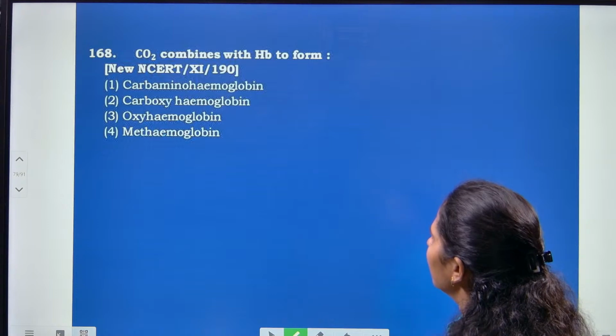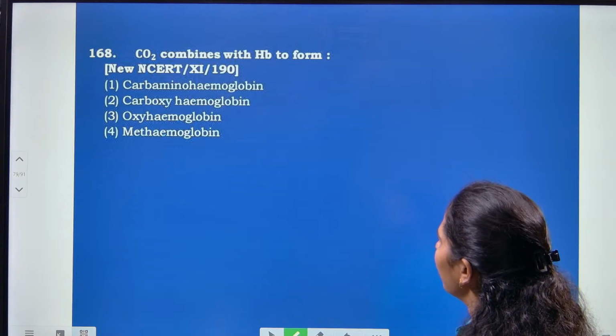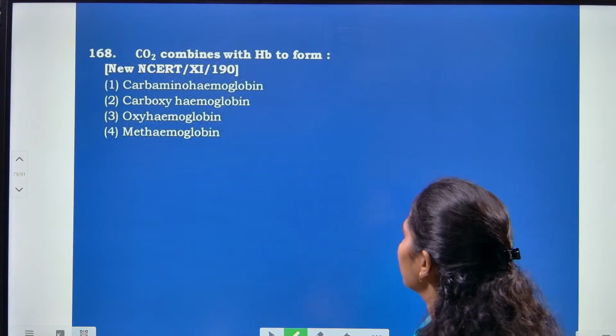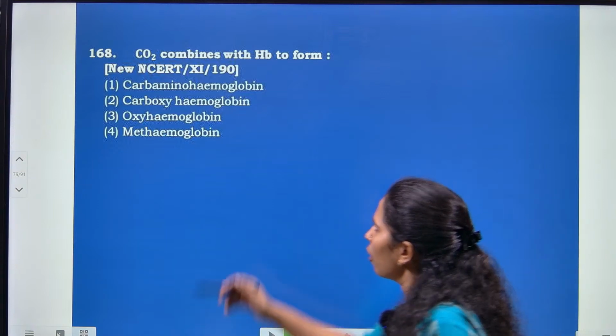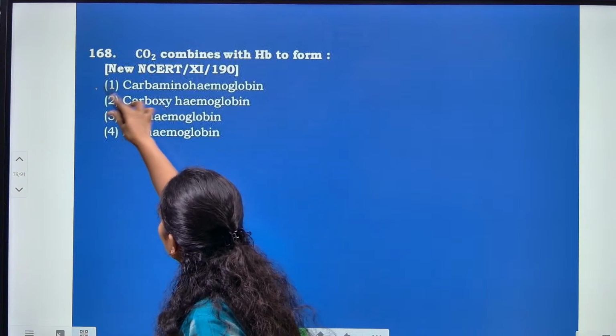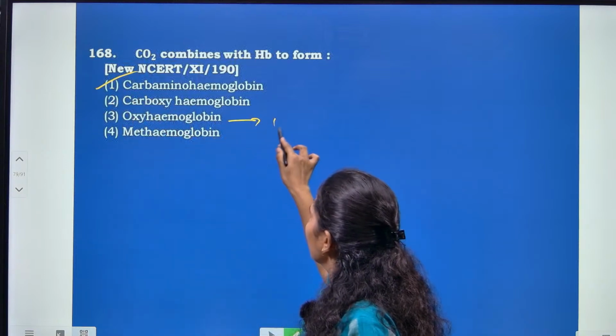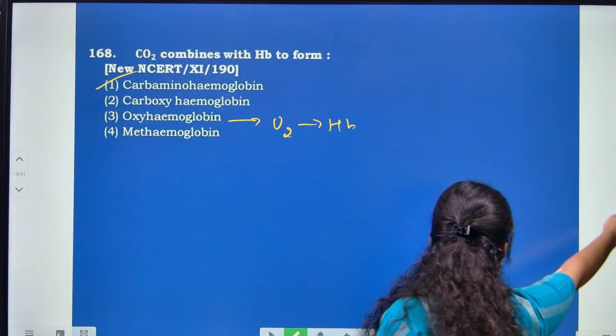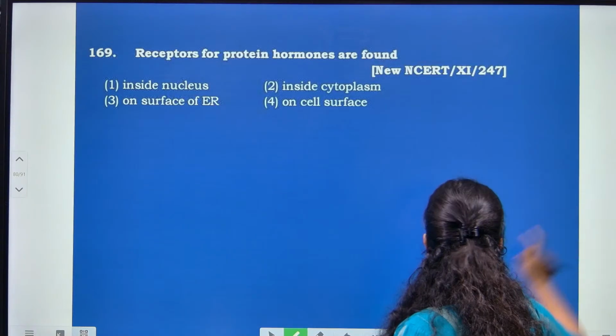Right. So when carbon dioxide combines with hemoglobin, it forms carbaminohemoglobin. Oxyhemoglobin is when oxygen binds with the hemoglobin. Right, again it is a direct and easy question here.